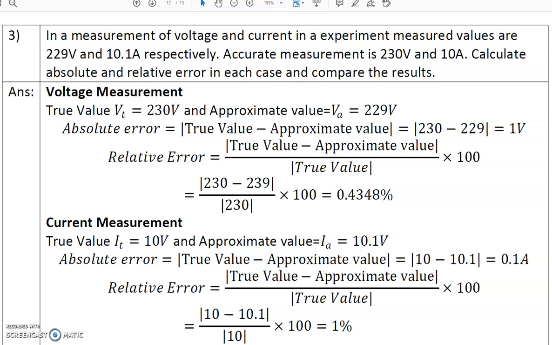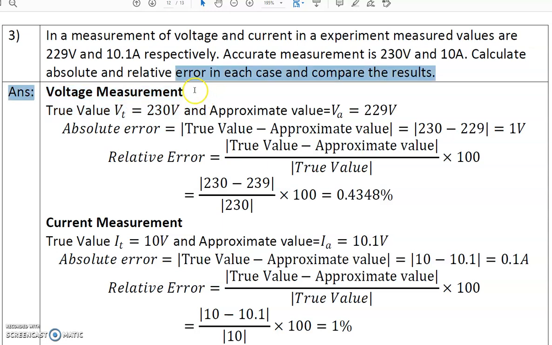The next numerical depends upon the calculation of error. In a measurement of voltage and current in an experiment, the measured values are 229 volt and 10.1 ampere respectively, and the accurate measurement is 230 volt and 10 ampere. Accurate is 230 but measured is 229, and the accurate value is 10 ampere but the measured value is 10.1 ampere. Calculate the absolute and relative error in each case and compare the results.